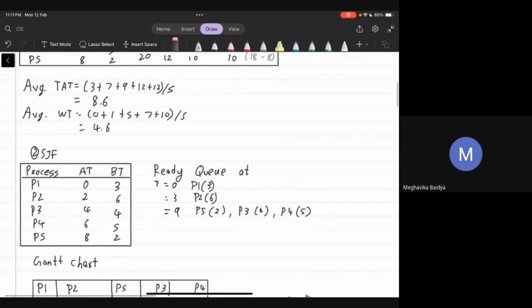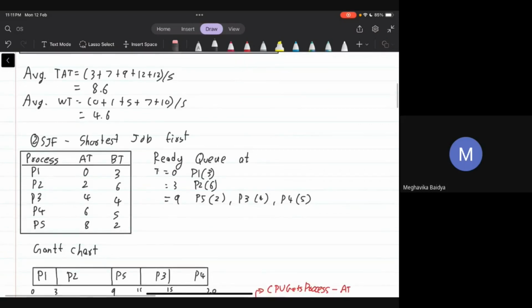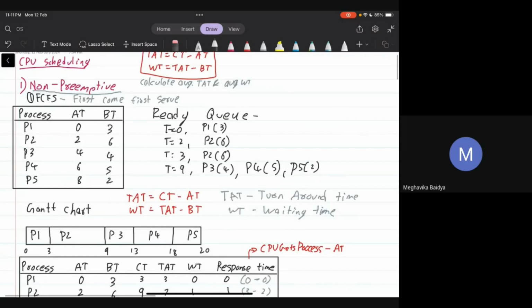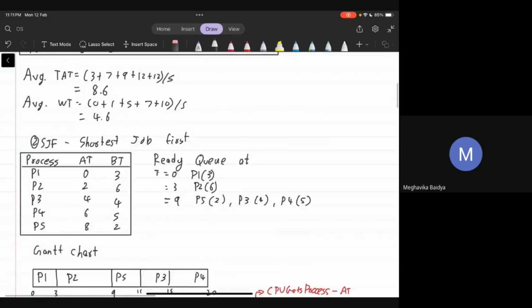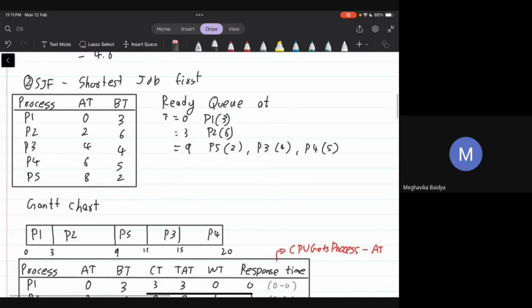The second one we have is SJF, shortest job first. In the previous one, we took the process which came first. But in the second one, shortest job first, we have to look at which job is the shortest, but according to the arrival time, because there's arrival time also. I didn't understand which job is the shortest. It means which has the shortest burst time. Yes, burst time basically.